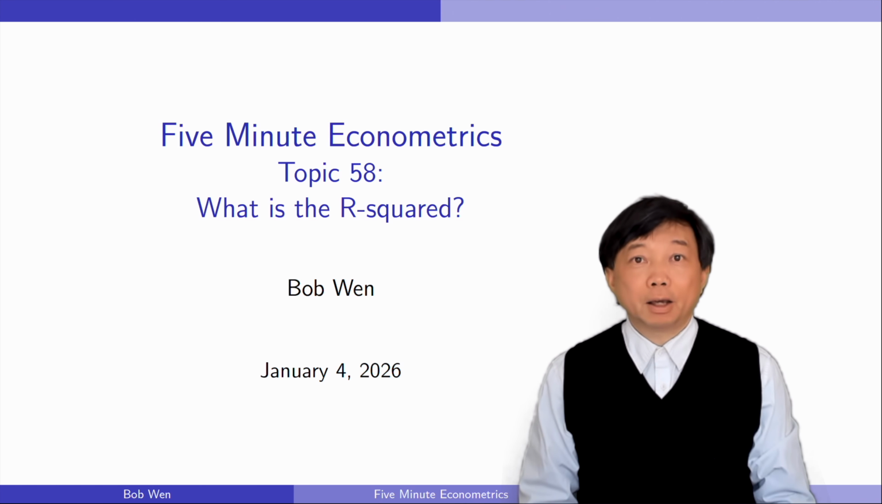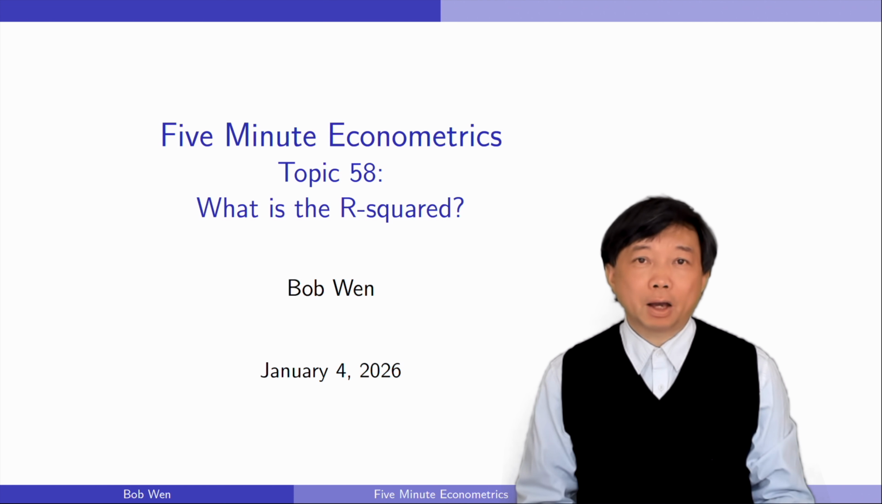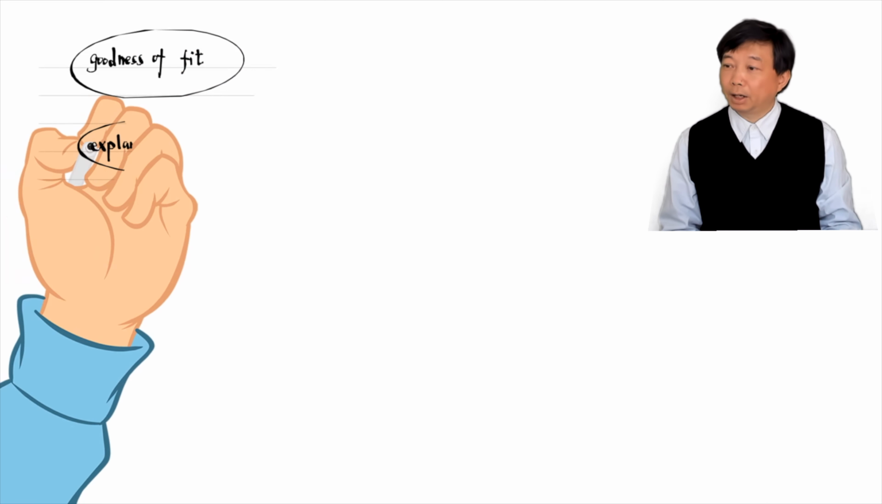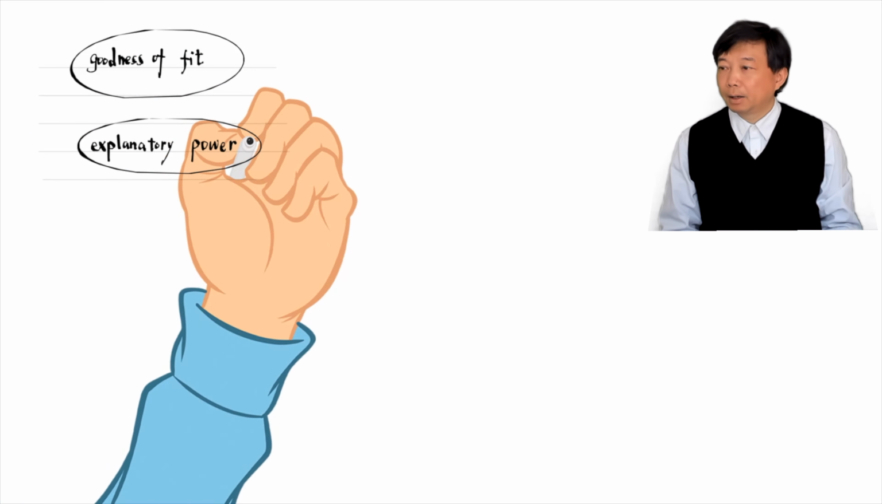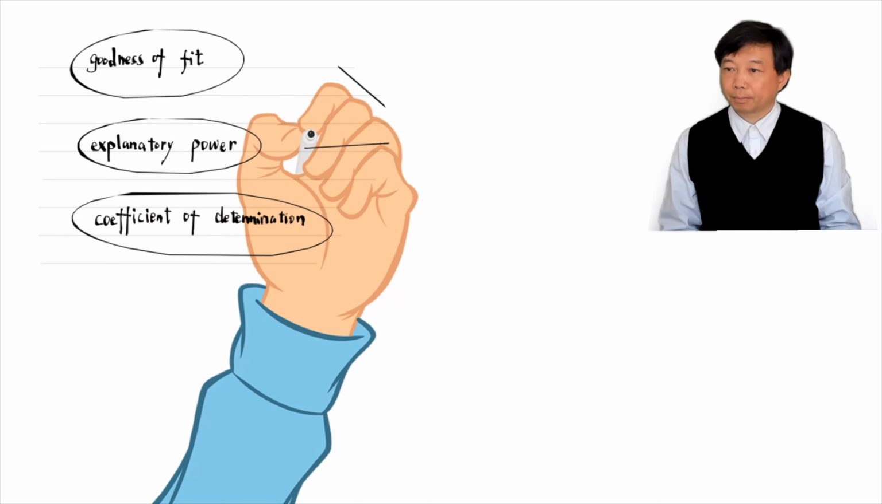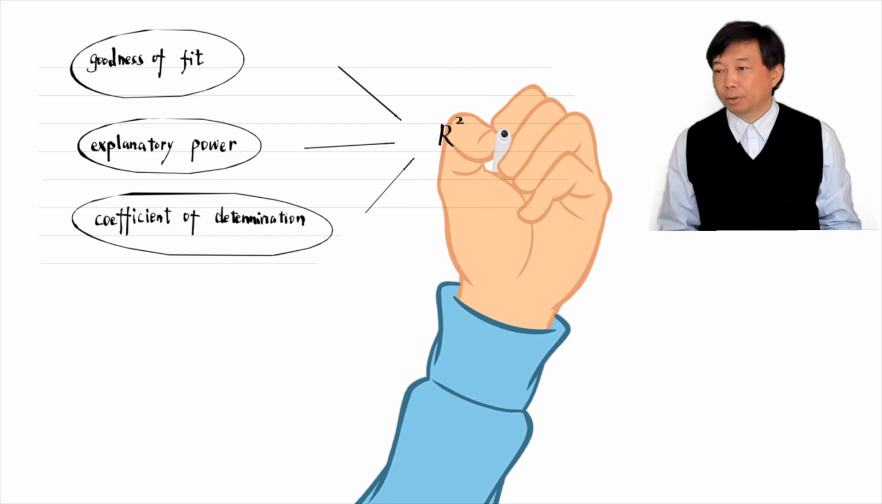Today, we will look at the R-squared. We will see R-squared after regression in any software like Stata. The R-squared is a measure of the goodness of fit, or the explanatory power. It is sometimes called a coefficient of determination. It captures how much variation in the outcome variable y can be explained by the explanatory variables x in the model.